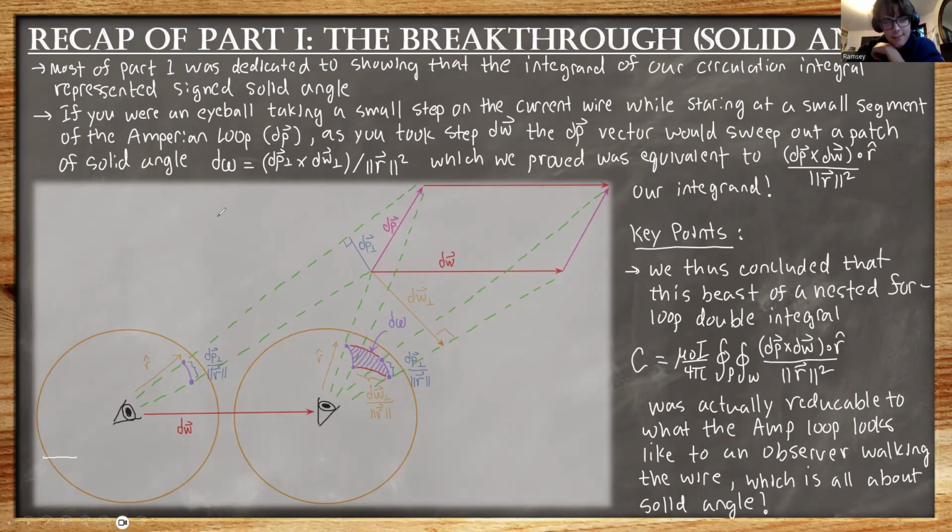So yeah, most of part 1 was dedicated to showing that the integrand of our circulation integral, which is the thing at the heart of the for loop process, actually represented signed solid angle. So then we drew a picture and we said, if you were an eyeball taking a small step on the wire, the current carrying wire, so you take a small step dw, and then you're fixing your eye on a single stretch of the amp loop path. So dp is a single little bit of the amp loop path. You take step dw, and we found that would make that little chunk of the amp loop path appear to sweep over a surface.